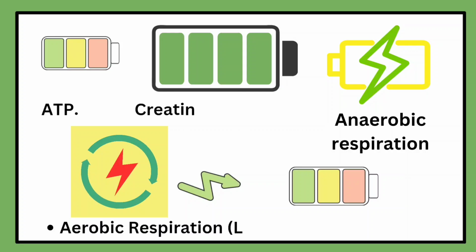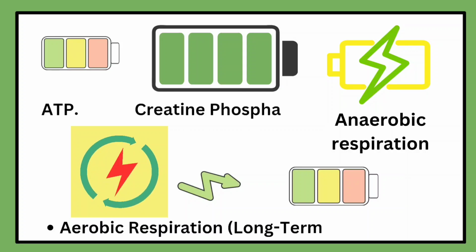Immediate source is ATP. Next source is creatine phosphate. However, creatine phosphate lasts for only 5 to 10 seconds. Then muscle energy source is anaerobic respiration which produces lactate. Hence, it remains only for 30 to 60 seconds. Long-term energy source is aerobic respiration which can produce 36 to 38 ATP molecules after breakdown of a single glucose molecule.